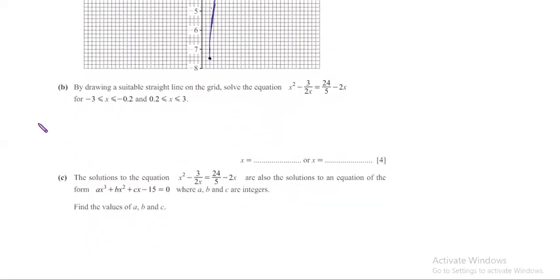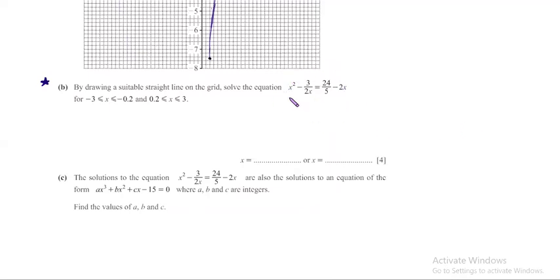Then the next part of the question is, by drawing a suitable straight line on the grid, solve the equation x squared minus 3 over 2x is equal to 24 over 5 minus 2x. This is the most important part because every year you do get a question similar to this. So we can highly expect a question similar to this.